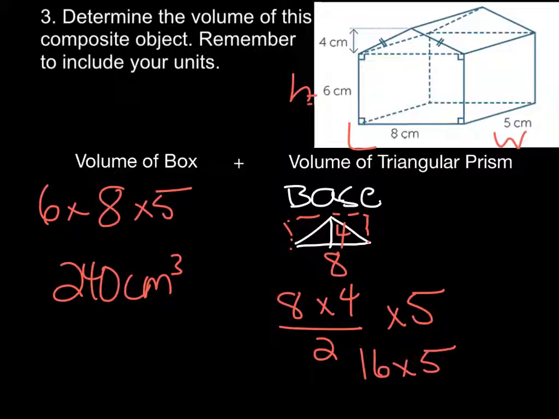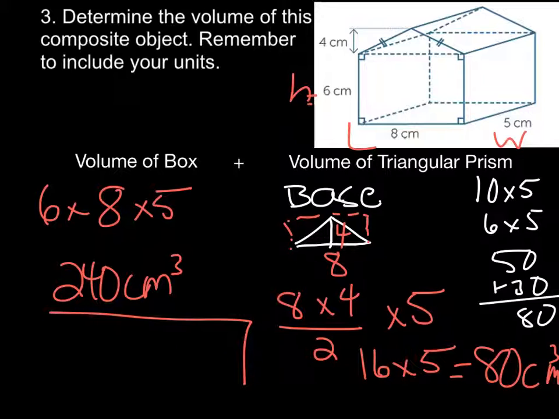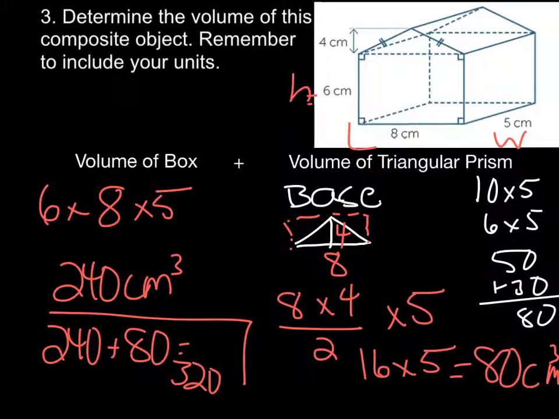Let's do that over here. So let's do 10 times 5. And then 6 times 5. So 10 times 5 is 50, plus 30 for 6 times 5. That's going to give us 80. 80 centimeters cubed. Okay, so now finally we just want to add those two numbers together. So 240 plus 80 is 320 cubic centimeters. So that's our answer.